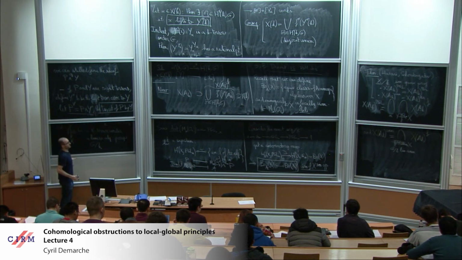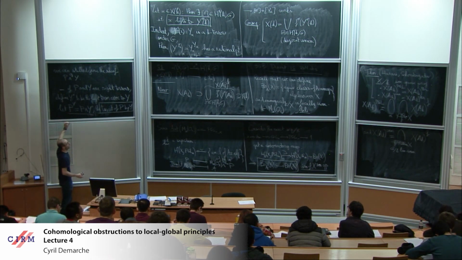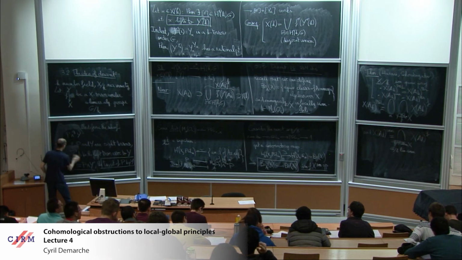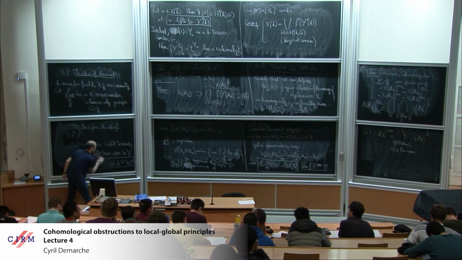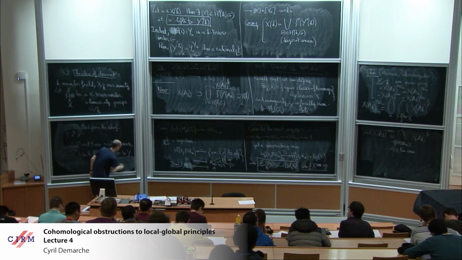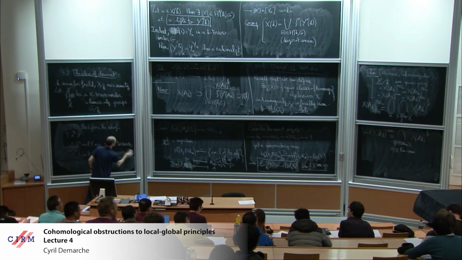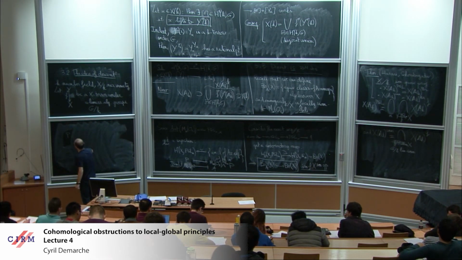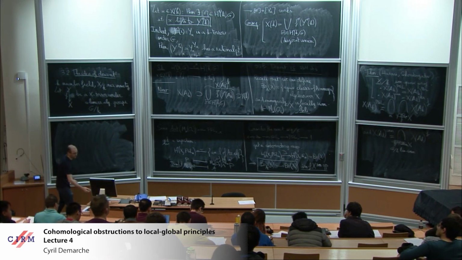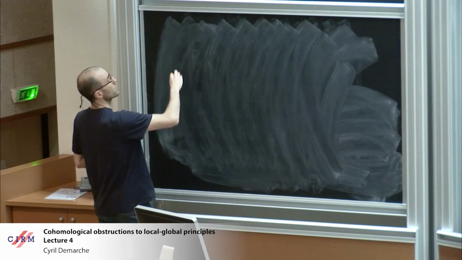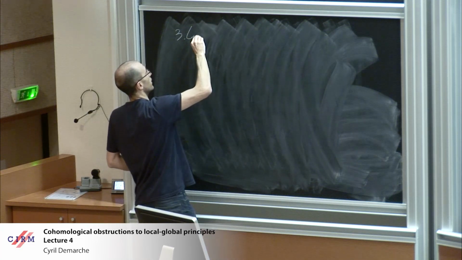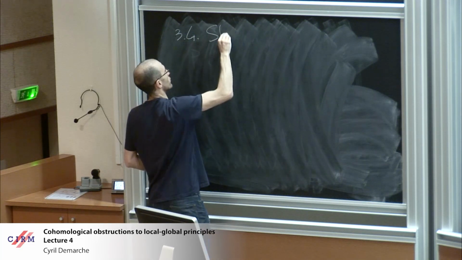But as you probably know, not all algebraic groups are connected. So we could consider non-connected algebraic groups. So this is the last section, 3.4. Stronger obstructions.